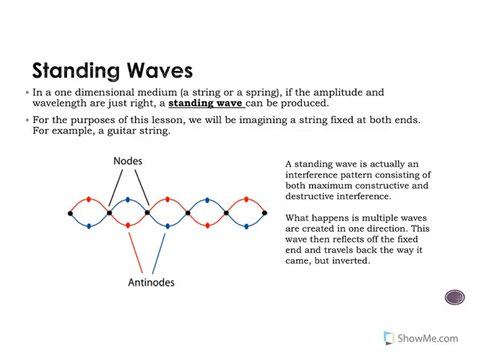What happens is multiple waves are created in one direction, and this wave then reflects off the fixed end and travels back the way it came. So you can think of this red wave as just going in this direction, and once it hits this fixed position, it reflects back to the other fixed position, and it just keeps going on and on. We'll also see these points where they meet in the middle are called nodes, and these parts on the ends, at the crests and troughs, are antinodes.